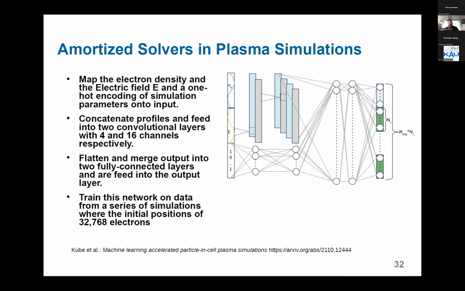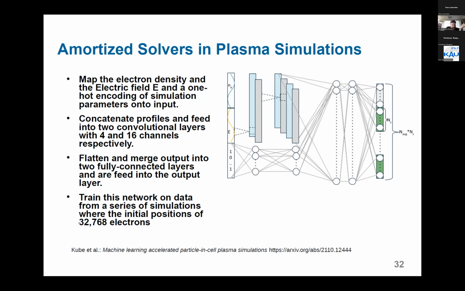This is an article from two years ago, I think, where they describe how they do it. So they map the density of electrons and the electric field, together with some parameter pack, into a single parameter profile, then concatenate several of these profiles into a single batch, and then run it through convolutional layers of 4 and 16 channels. Then the output of the convolutional network is flattened and put into a single or two fully connected layers before going to the output.